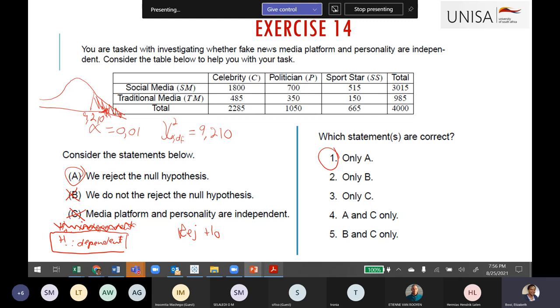You know when somebody proposes to you and you reject them, do you marry them because they rejected you? You don't. Then it means they are no longer there. So you take the statement as that. When you say you reject the null hypothesis, you are rejecting that person. You don't want that person in your life. So C would have been a valid option if it said or dependent.